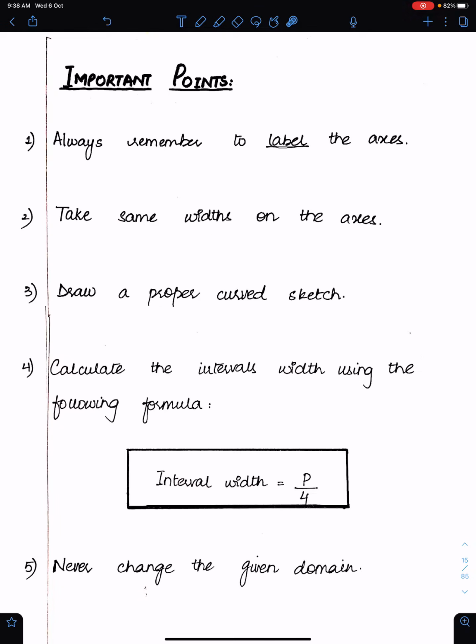Number two, take same widths on the axis. This means you must take same widths on this axis and on this axis. If this is 90, this should be 180 and this should be 270. If this is 1, then this should be 2 and this should be 3.